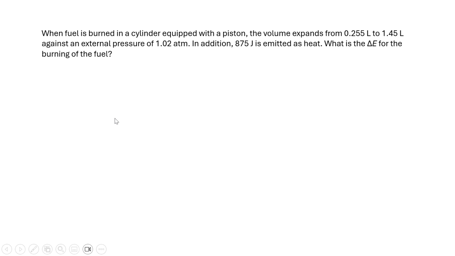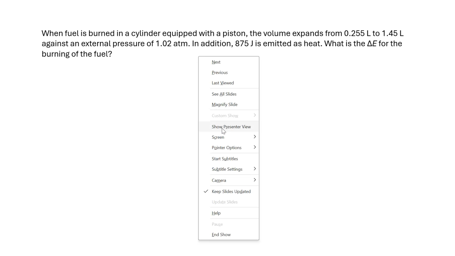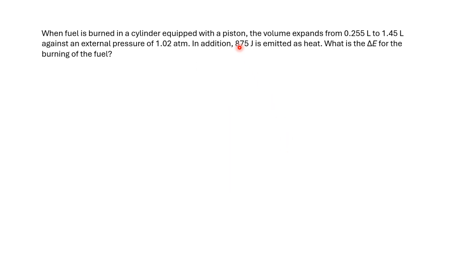Oh, before we go, there's another practice problem. Didn't even realize this. But there's another practice problem where, in this case, you're asked to calculate the work that's done, but they said, in addition, 875 joules of heat is emitted. And they're asking what is the delta E for the burning of the fuel. Okay?